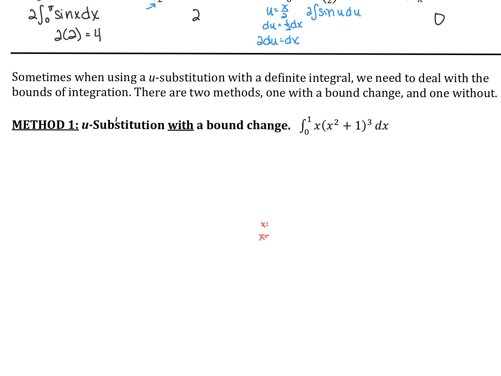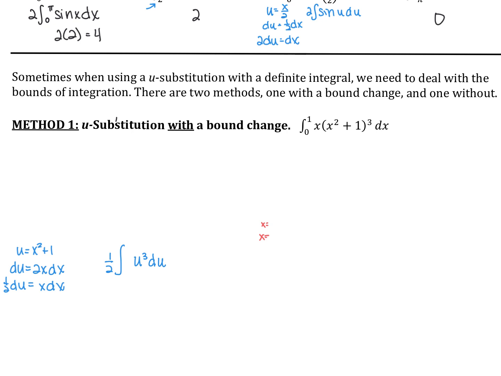So if we do a u substitution, which this problem needs or benefits from, if we let u equal x squared plus 1, then du equals 2x dx. I don't have a 2x, so I'm going to multiply by 1/2: 1/2 du equals x dx. Now I can make a clean substitution. So we have 1/2 the integral of u cubed du. But herein lies the problem. My bounds were for x.